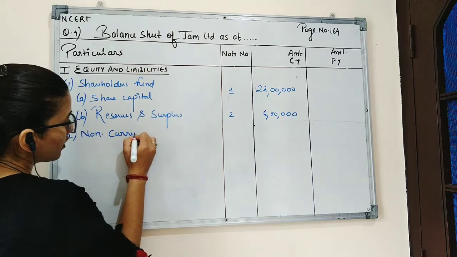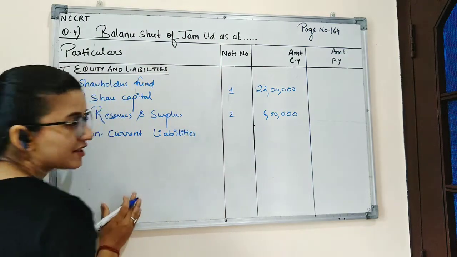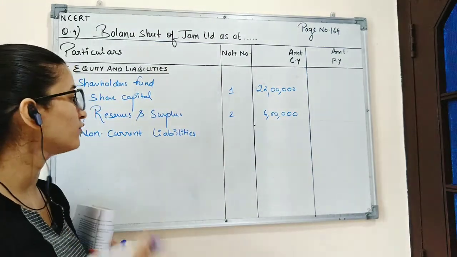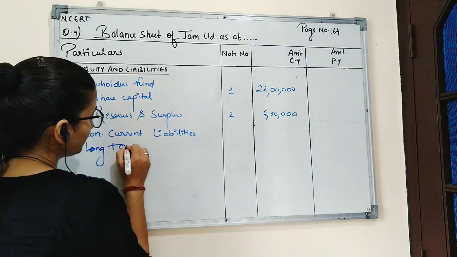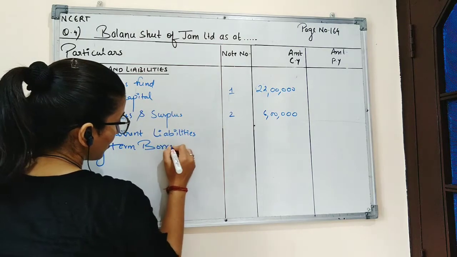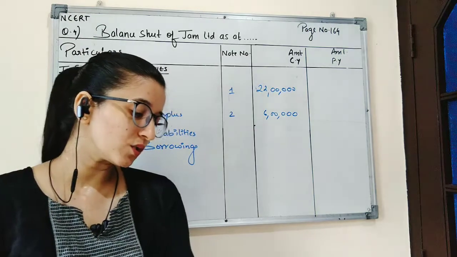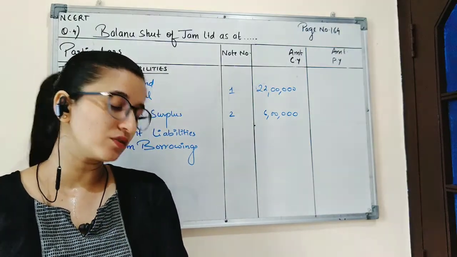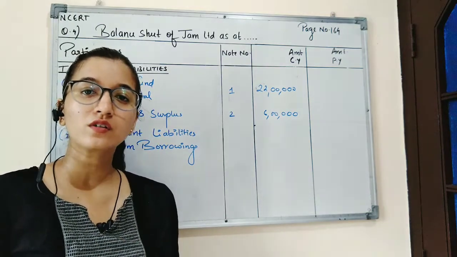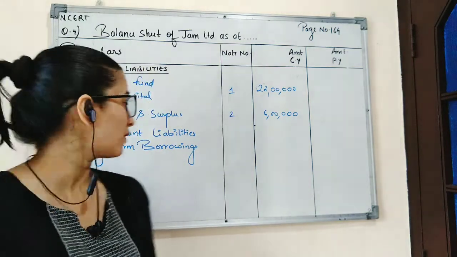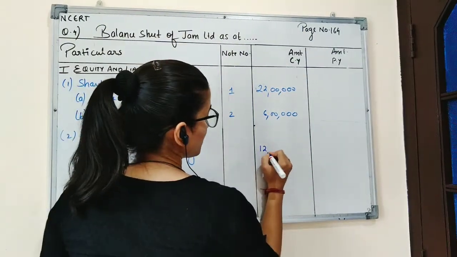non-current liabilities, and we know the sub part of non-current liabilities is long-term borrowings. So as it is given in the question, 12% debentures amounting to 12 lakh. So as we know, debentures are also considered as long-term loans. So we will record this amount under long-term borrowings, and the amount is rupees 12 lakhs.